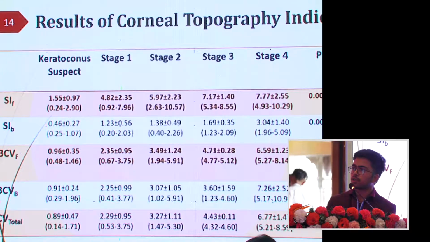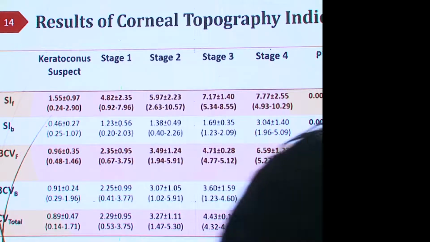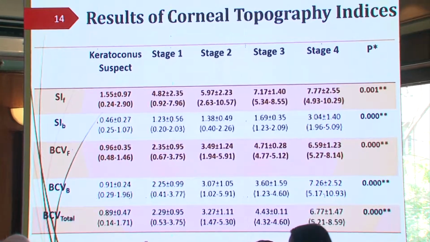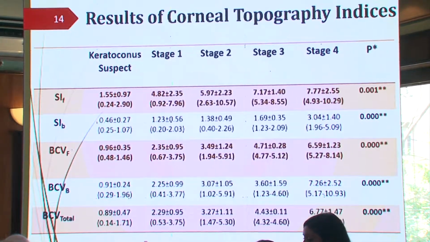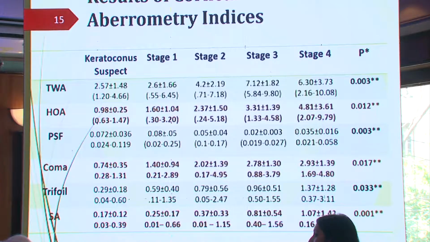Continuing with corneal topography indices, asymmetry index in front surface, back surface, BCV index of front surface, back surface, and total BCV index were found to significantly increase with the severity of disease, and these data were significant based on Kruskal-Wallis test. And coming on to the aberrometry analysis, the total wavefront aberration, high order aberration, point spread function, coma, trefoil, and spherical aberration were found to significantly increase with the progression of disease.